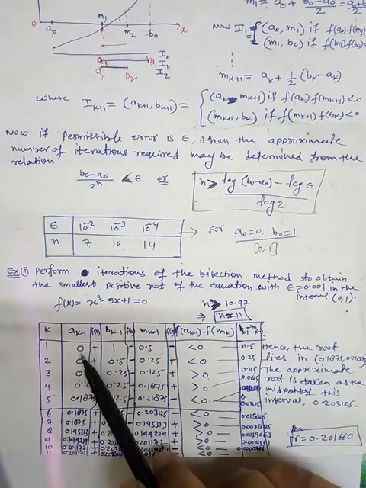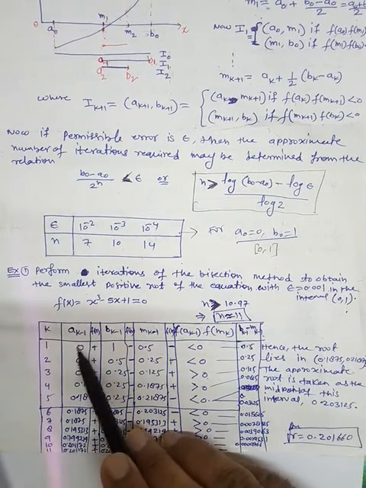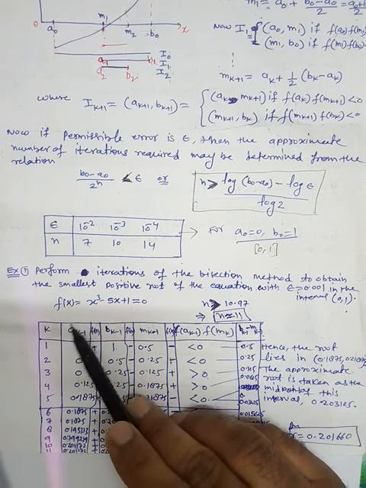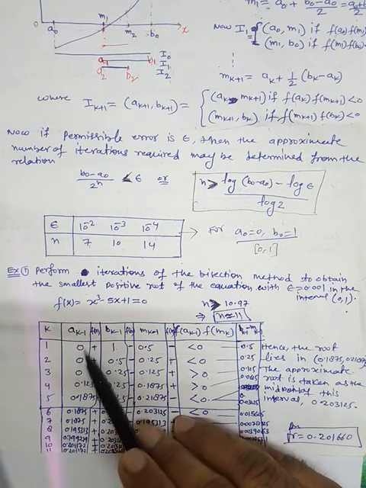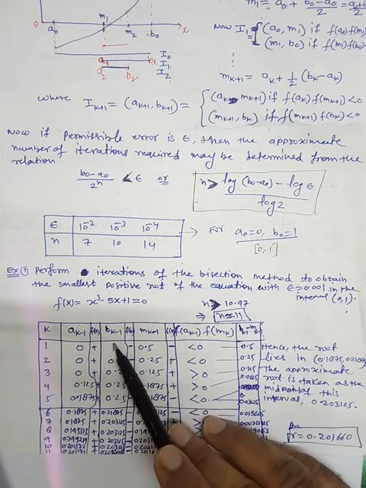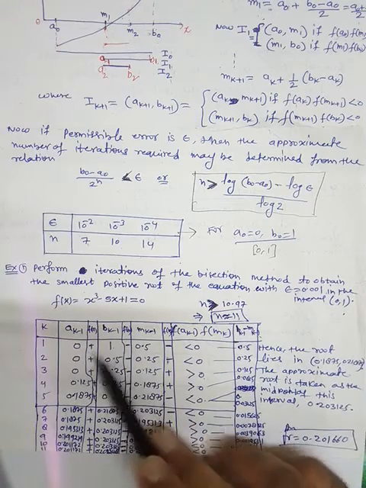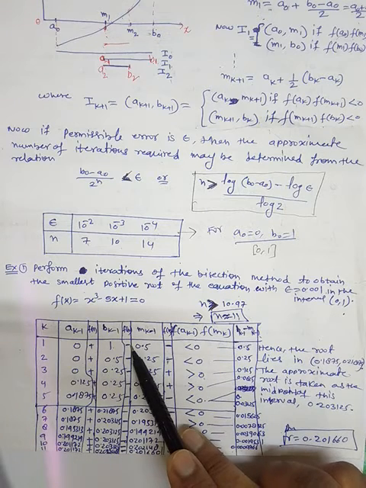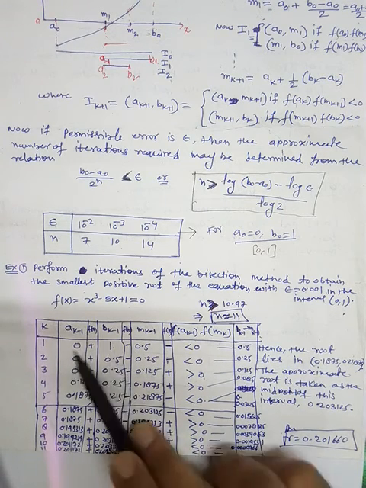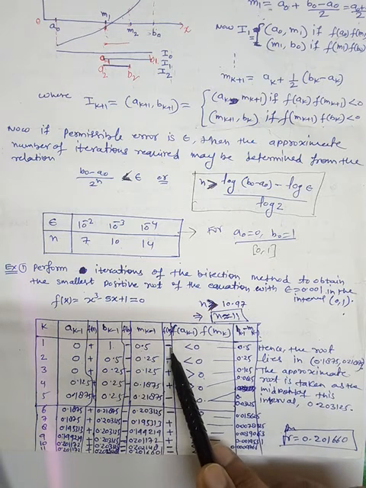Now initially we have 0 and 1. So a_{k-1} is 0, b_{k-1} is 1. If you find the value of the function at 0, this will be a positive value. If you evaluate the value of the function at point 1, this will be a negative value. So both are opposite to each other, so there will be a root. Now bisect this interval 0 to 1. The midpoint will be 0.5. Now find the functional value at this point, which is a negative value.